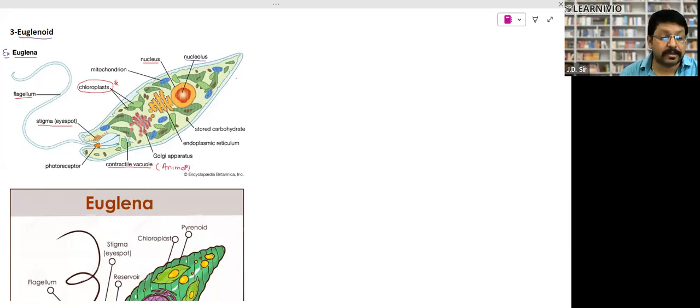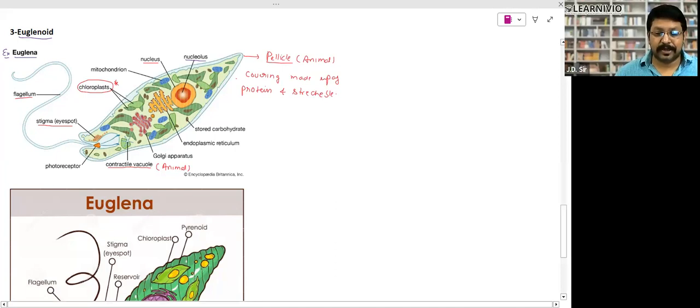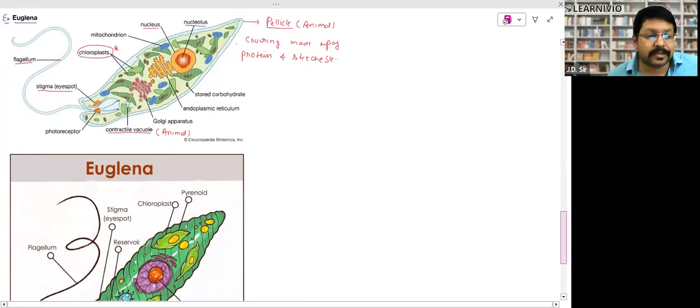Chloroplast is a characteristic of plant cells. One more important thing: their outer covering is called pellicle. Pellicle is a characteristic of animal cells and is not found in plant cells. Now you can ask me what pellicle is. Pellicle is a covering made up of protein, and it's stretchable. You can stretch it. This is a stretchable covering, a characteristic of animal cells.